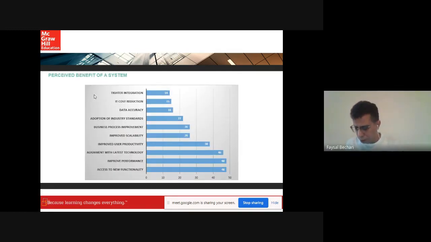Now, when you ask companies, HR or companies, what's the benefit of a new system? Some of them say, well, we will have a better integration. 14% say, well, better integration. We need to reduce the cost. For example, currently we use two different RDBMS databases, or we are using an old system with a lot of hardware sizing, or reducing the cost by reducing the number of people punching in the system. The data accuracy, 16%.